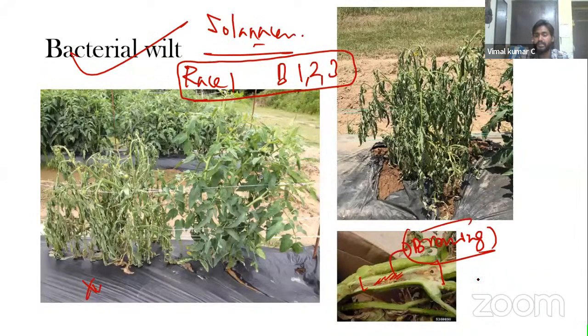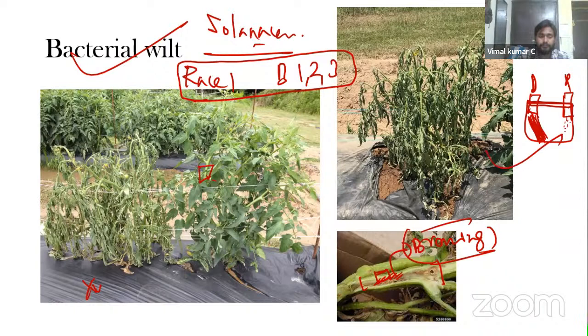Then if you want to check whether it is a bacteria or not, just take a transparent glass of water, and cut this stem portion, one healthy portion and another diseased, brownish one. Keep them in two glasses of water, side by side, and just see after 1 minute. If it is diseased, there will be profuse white oozing. If it is healthy, it will not produce that much oozing. So this is how you can easily characterize whether it's a bacterial wilt or not.